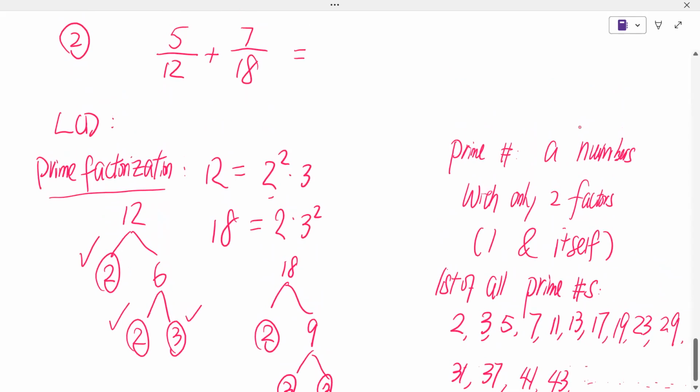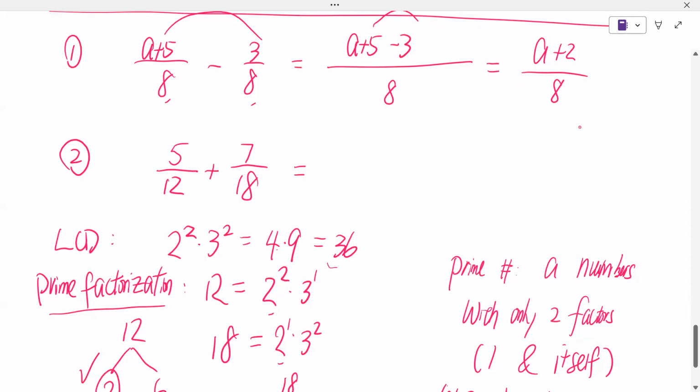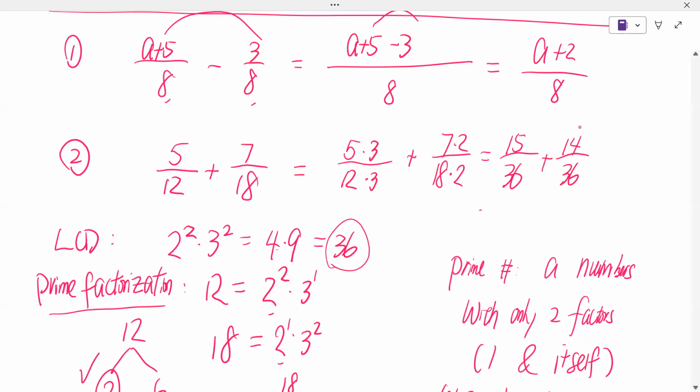Now for the LCD, for the same prime number, we use the higher power: 2 squared. For the prime number 3, we use the higher power, not the first, we use 3 to the second. 2 squared is 4. 3 squared is 9. And 4 times 9 is 36. And that is why the common LCD here is going to be 36. And then we turn each one of these into the LCD, right? 12 times 3, multiply 12 by 3. Bottom, very similar. Multiply this by 2. Get 15 over 36. And then 14 over 36. Now they are like fractions. Keep the denominator, adding 15 plus 14, 29. So that's how we combine the unlike fractions using the LCD.